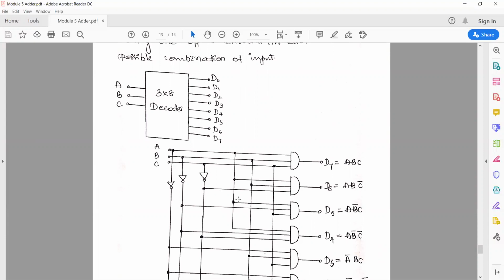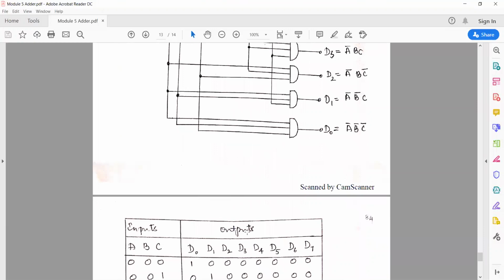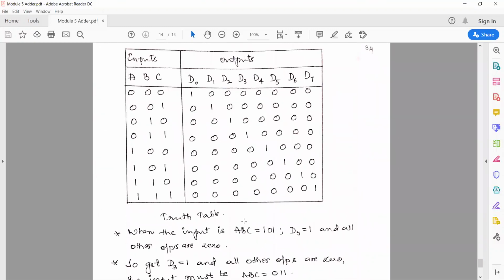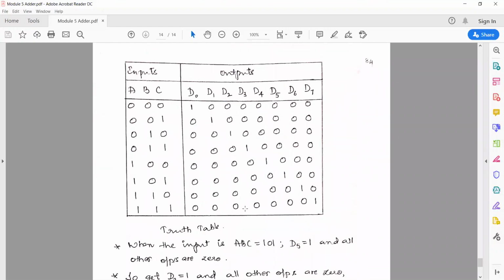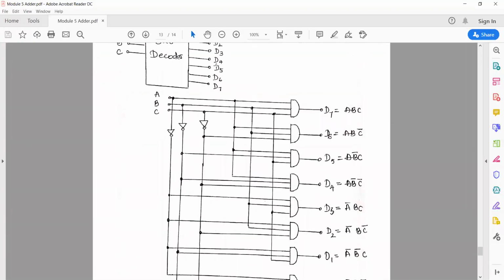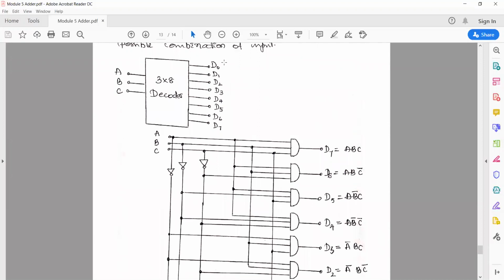In order to draw this logic diagram, first we'll see the truth table of it. If you understand this truth table, then the logic diagram becomes very easy for us. There are 3 inputs, which are called A, B, C, where A is the most significant bit and C is the least significant bit, and these are the outputs. We have a total of 8 outputs, from D0 to D7.